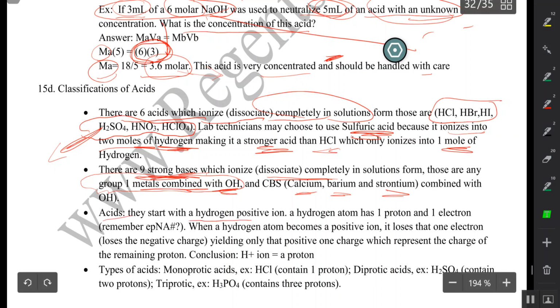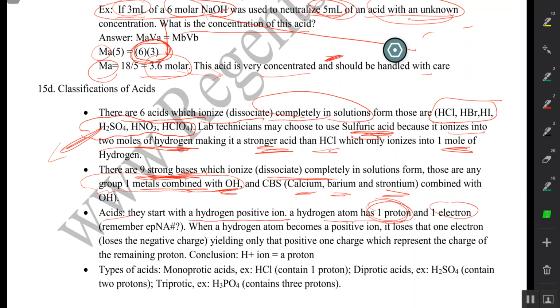Acids start with a hydrogen positive ion. A hydrogen atom is simply just a proton when it loses that electron and becomes positive. We talked about EPNA in previous videos. Watch my previous videos to know a little bit more about EPNA, the atomic structure video. I believe that's like video number 3 or 4, something like that.